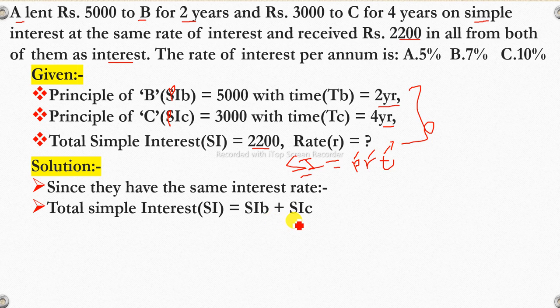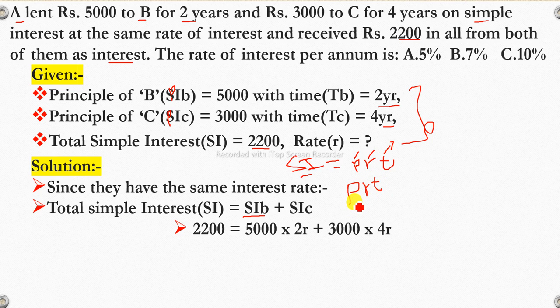The simple interest for both B and C is equal to the simple interest of B plus the simple interest of C. Simple interest is calculated as principal times interest rate times time period. For B, we have principal 5,000 and 2 years, so 2R is what we require.